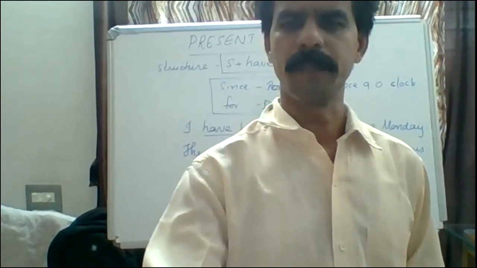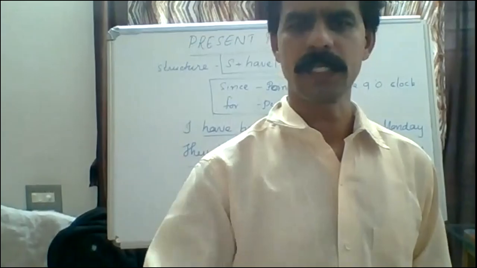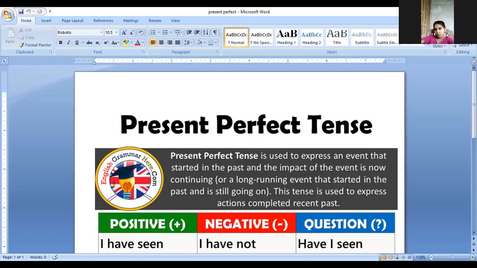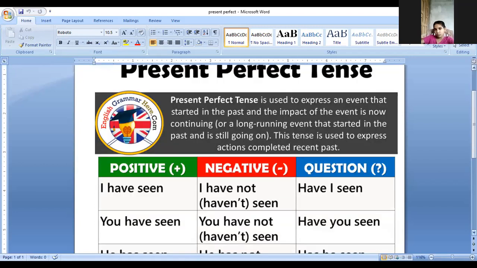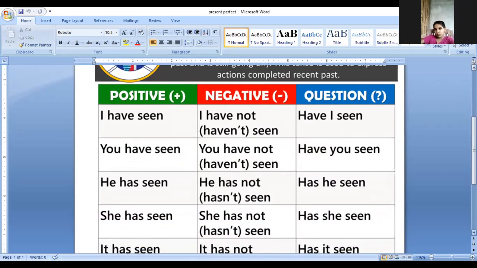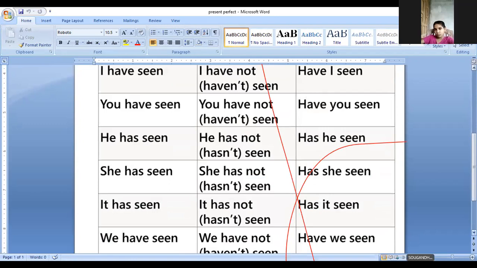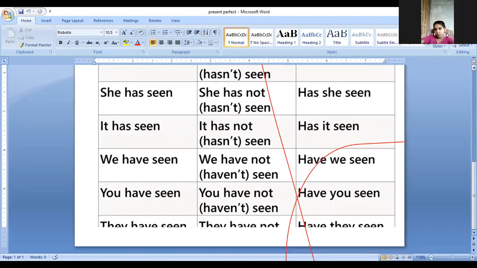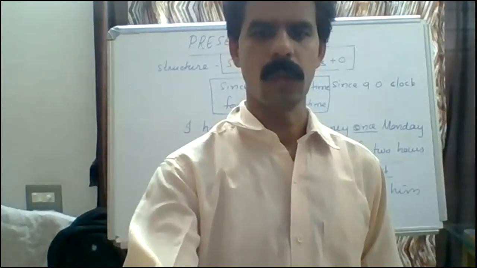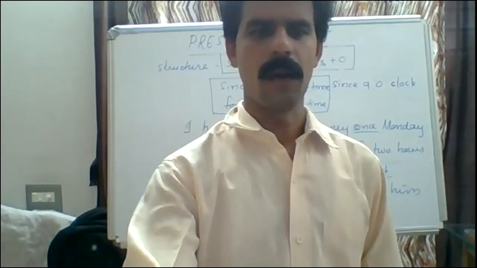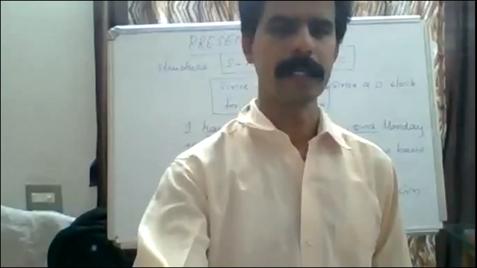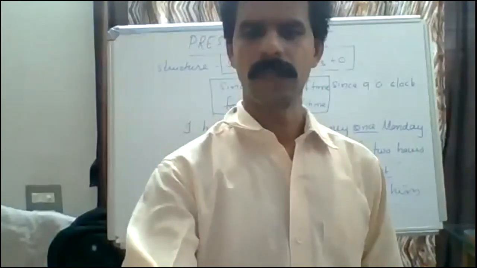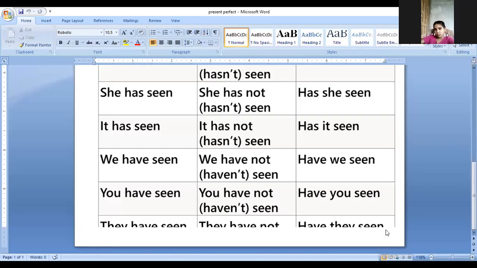Now, let me guide you through whatever we have learned today. So, this is the present perfect tense, positive: I have seen, I have not seen, have I seen is the question. You have seen, you haven't seen, have you seen? He has seen, he has not seen, and has he seen, etc. All the sentences are here. Then WH questions I also mentioned there. Let us see some more examples. A lot of examples are there before us.